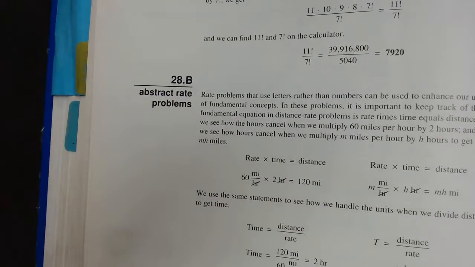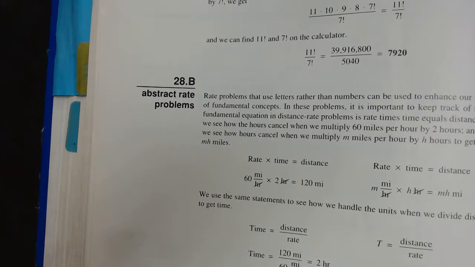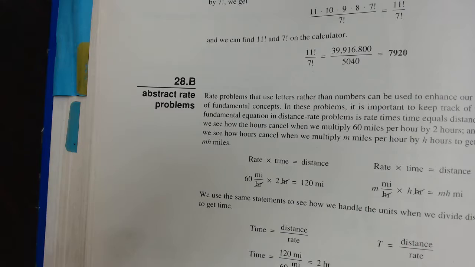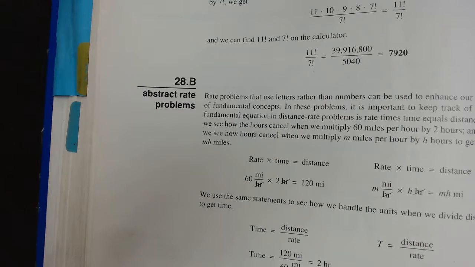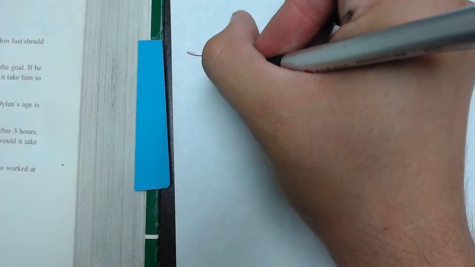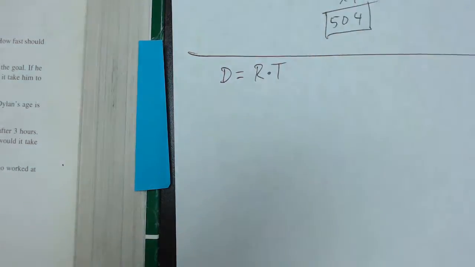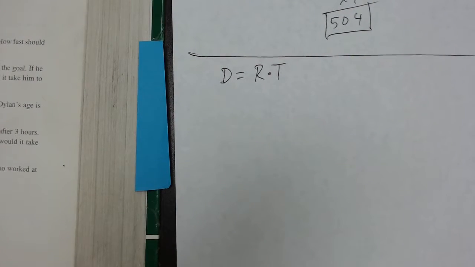Abstract rate problems. Abstract meaning that we're not going to get to deal in whole numbers. Some of our numbers are going to be unknown variables. Now, before we start working on abstract rate problems, there's one equation you need to remember. That is distance equals rate times time. We're going to use this equation a lot, and we're going to use it in a lot of different ways.